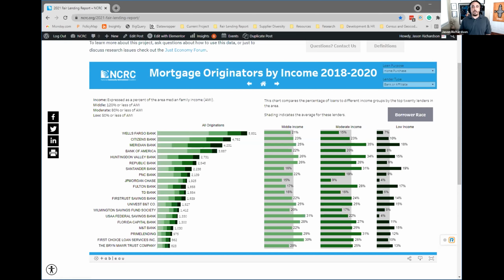So right now, the mortgage data in this tool covers 2018 to 2020. Small business lending covers 2017 through 2019. And the branch locations are current as of June 2021.